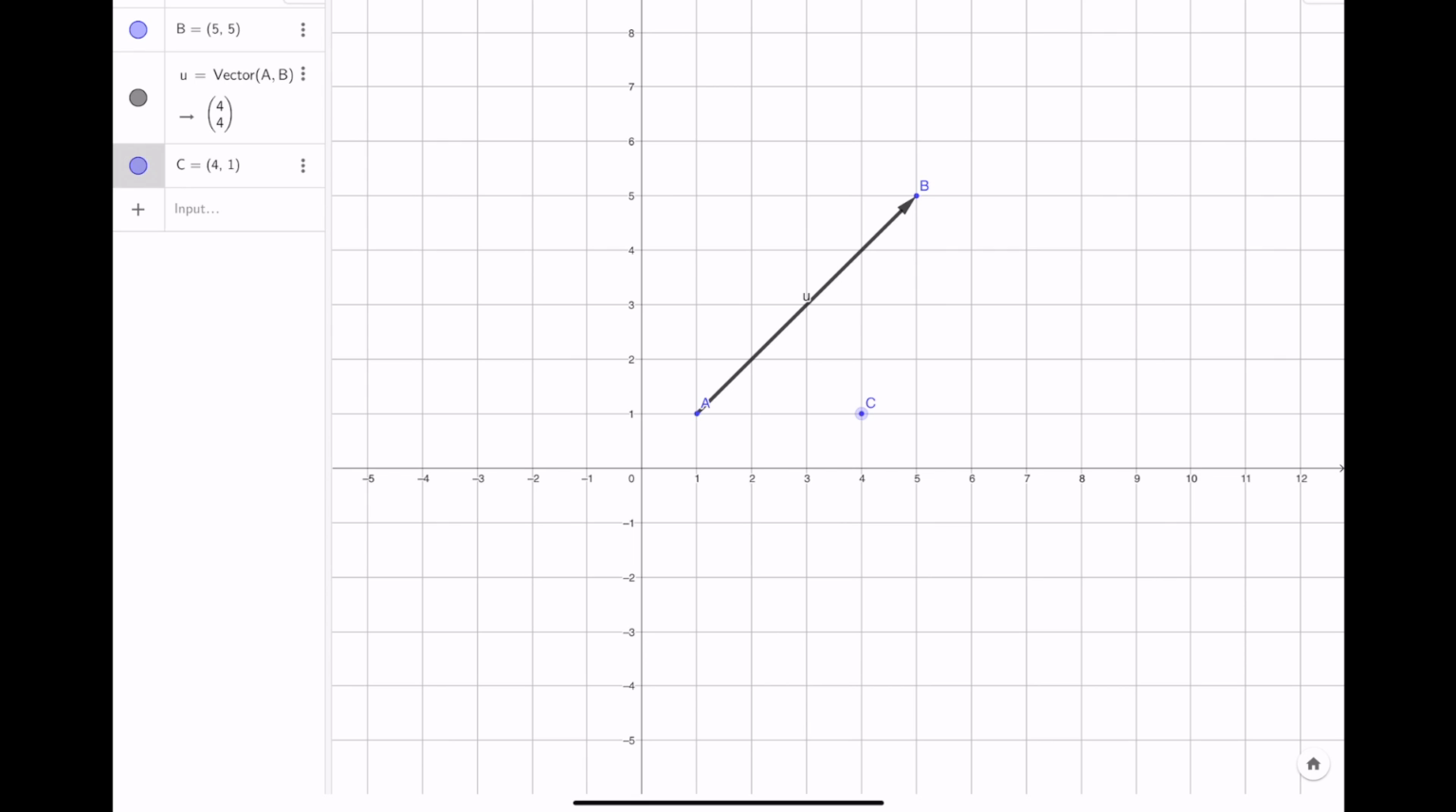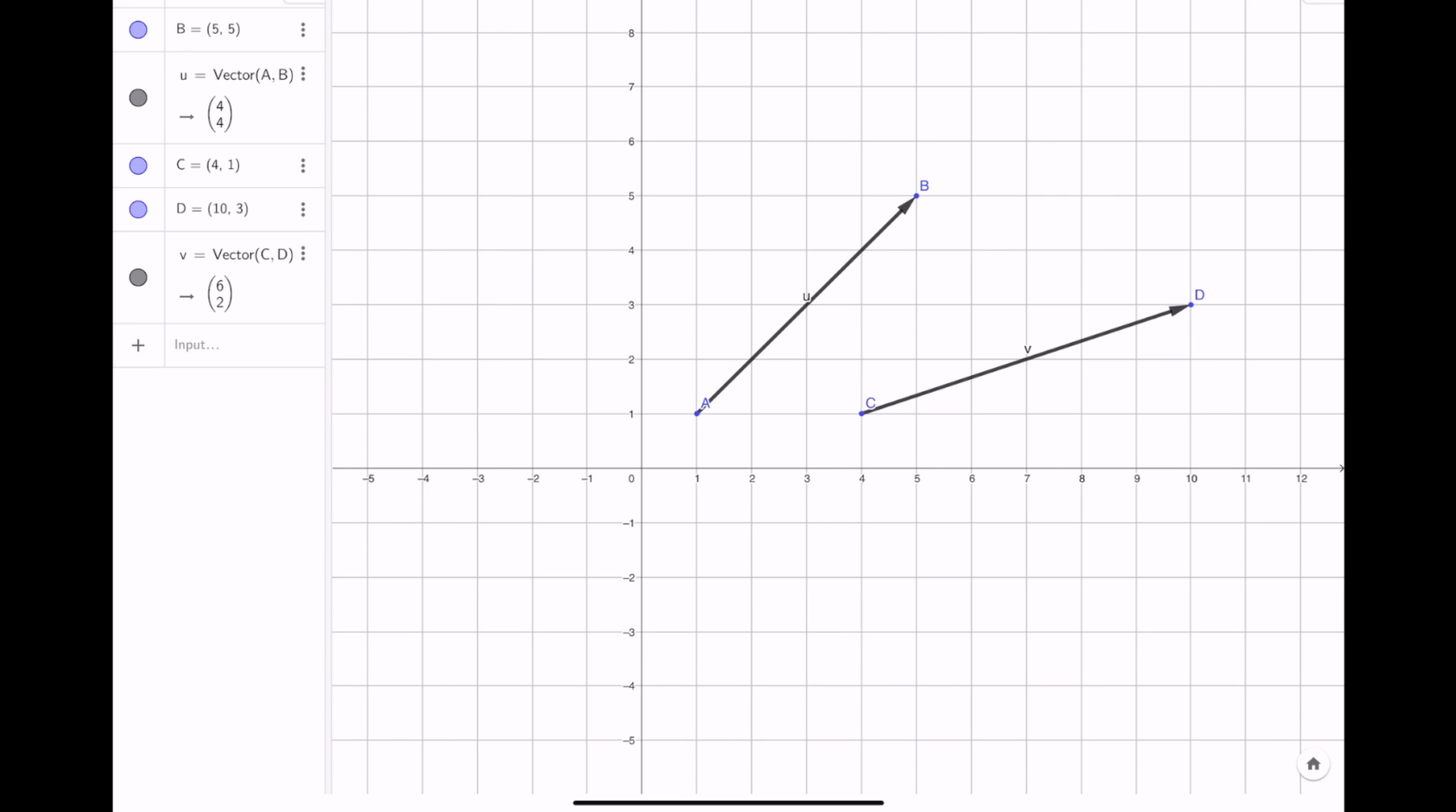So let me draw another vector for you, for example, this vector. What are the numbers you see in GeoGebra? 6 and 2. How do you interpret 6 and 2? How do you interpret 4 and 4? Anyone else? Yes? 4 is 4 steps to the right and then 4 steps up. What about 6 and 2? 6 steps to the right, 2 steps up.